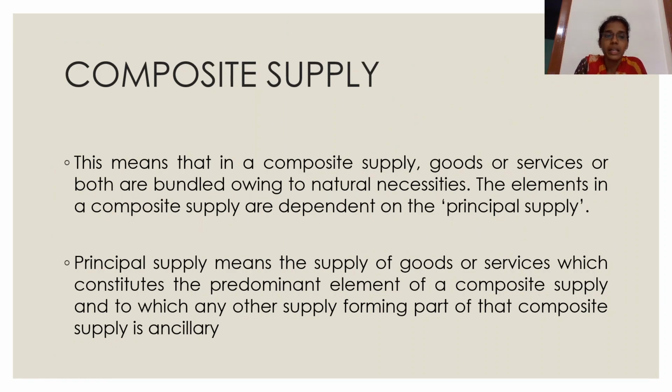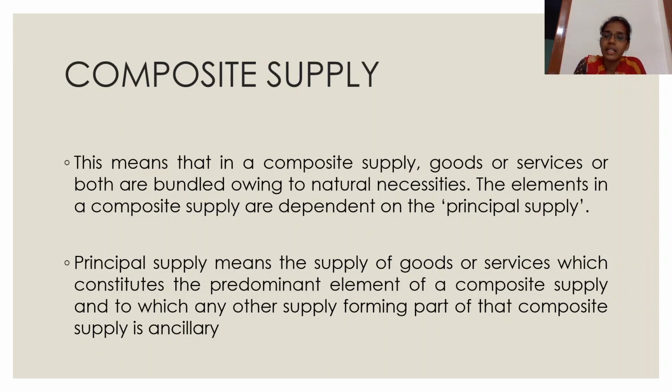So, composite supply. This means that in a composite supply, goods or services or both are bundled owing to natural necessities. That is, you cannot separately provide the products. It has to be provided along with the principal supply. The elements in a composite supply are dependent on the principal supply. As we have seen, we'll have only one principal supply and all the other supplies provided with the principal supply will be additional supplies. All these additional supplies would be dependent on the principal supply.